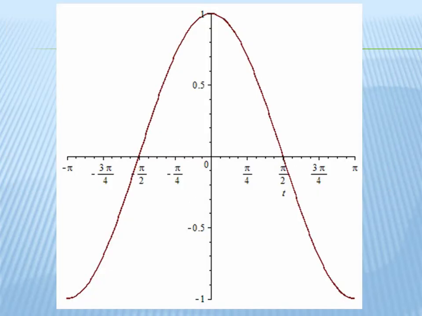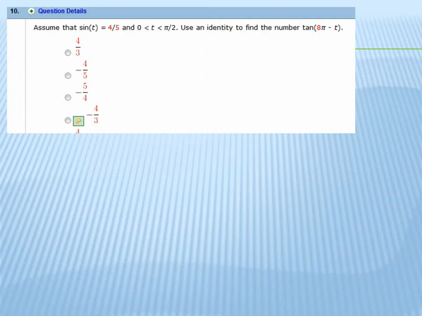That's, by the way, what cosine looks like. Instead of looking like y equals x, going like this, it looks like a big cap. So what's cool about the cosine is we can do a similar trick. They gave you sine as 4/5, and I'm going to use that graph in a second. And they want you to use an identity to find the tangent of 8 pi minus t. It's going to get a little noisy here in a second.